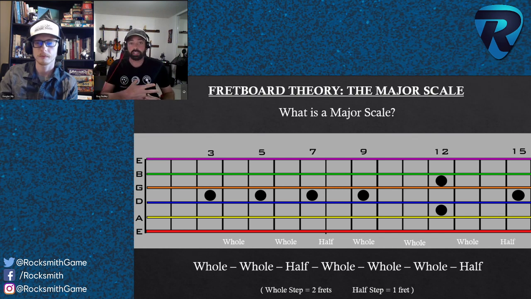Now, it doesn't really matter what note you start on. It's still just going to be the same exact pattern. So if we were to take it here, we could start it off on the note G.